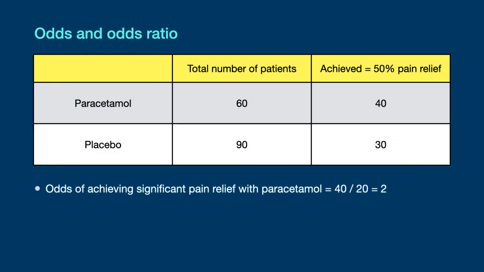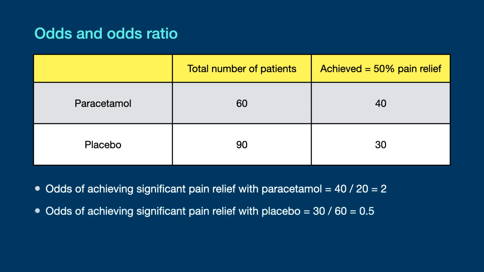Odds of achieving significant pain relief with paracetamol in the given data is 40 over 20, which is 2. Odds of achieving significant pain relief with placebo would be 30 over 60, which is 0.5. So the odds ratio here will be 2 divided by 0.5, which is 4.